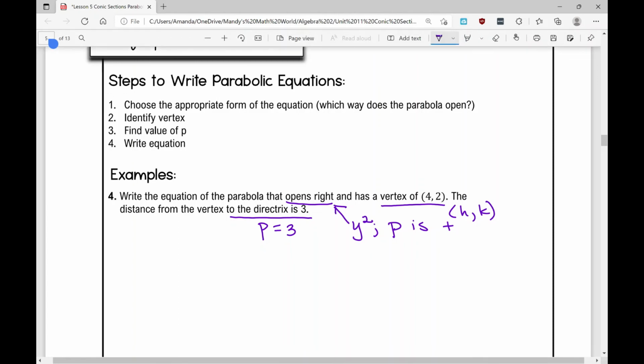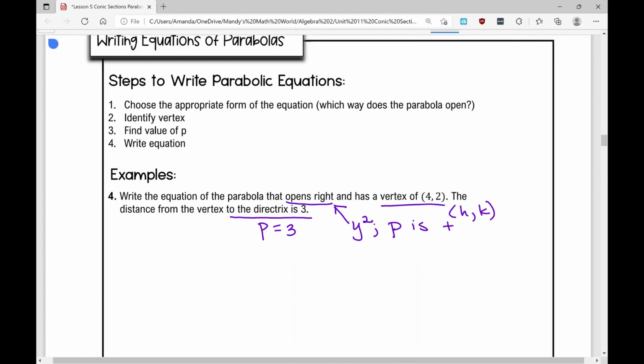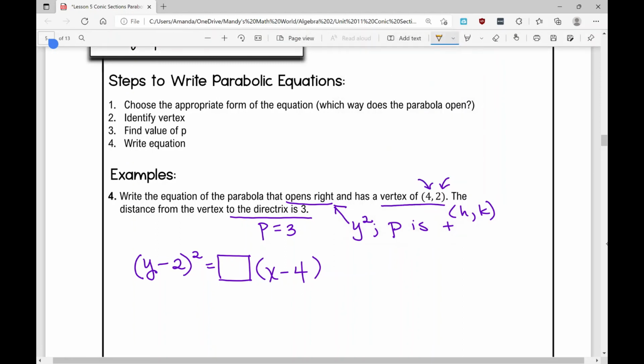So let's write this equation, okay? I know that y is going to be squared, and I have a k value of positive 2. So I'm going to write y minus 2 squared, right? Because it's y minus k. Equals, now in here, I'm going to have 4p, right? The latus rectum right there. And then over here, I'm going to have x minus 4. Because I'm putting in my horizontal translation, which is the opposite of what you're given right there, right? Because it's going to affect it by x minus h. So now, in here, I'm going to put the value of 4 times p. Well, what is 4p? I know p to be 3. 4 times 3 is 12. So I can rewrite this equation as y minus 2 squared equals 12 times x minus 4. And that's the equation for that parabola.